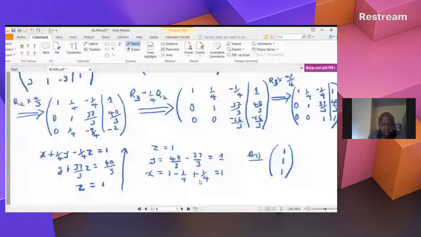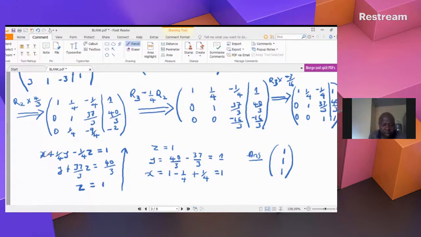My solution: I solved from the bottom. I found that z is 1. So I came to this other equation here, where y equals 40 over 3 minus 37 over 2 z. Z is 1, and that gave me y to be 1.